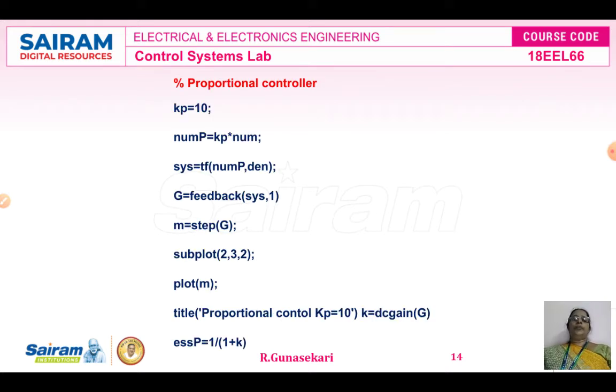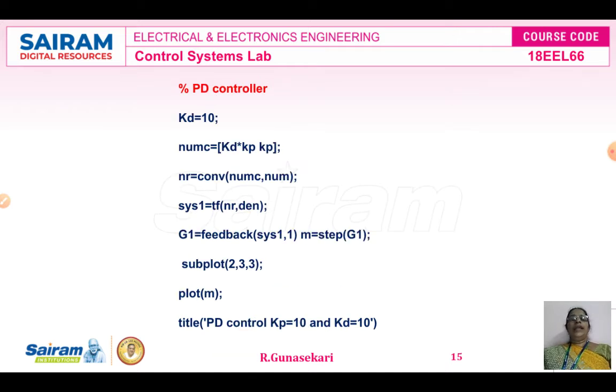Second, the proportional controller. In the P controller I am assuming the proportional gain Kp equal to 10. So the numerator P is equal to Kp multiplied by the numerator. Then the system is numerator P over denominator. G is the function, that is the feedback, system 1. So M is equal to step of G, and then the subplot 2, 3, 2. So now we are getting the proportional controller output for the gain Kp.